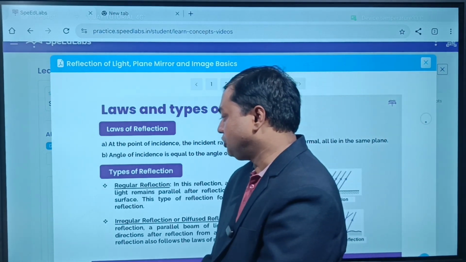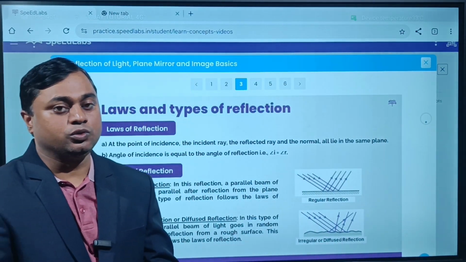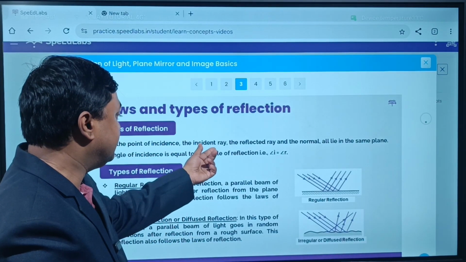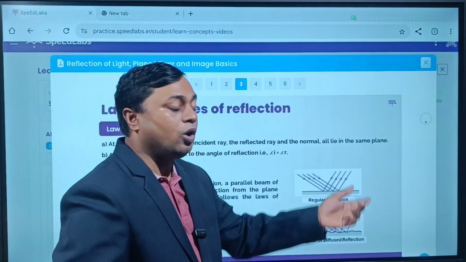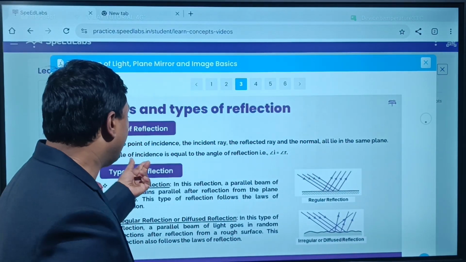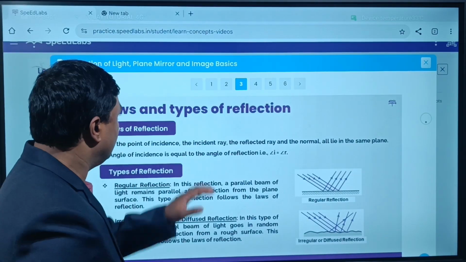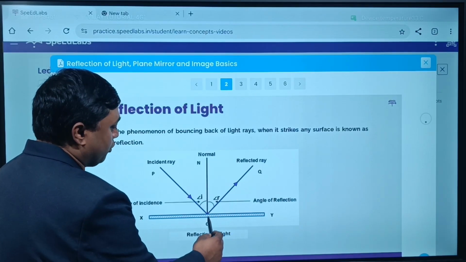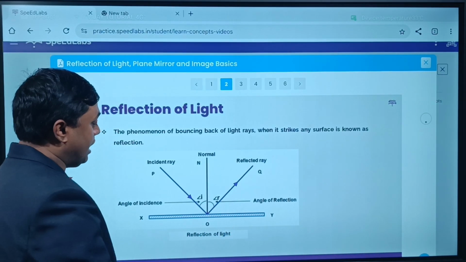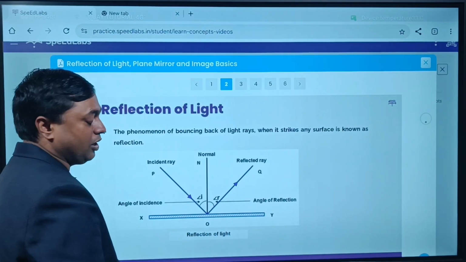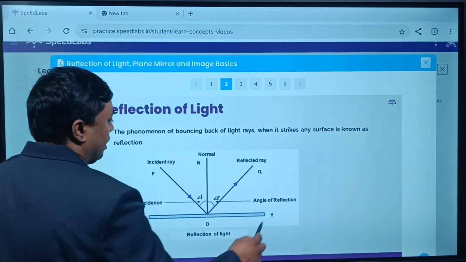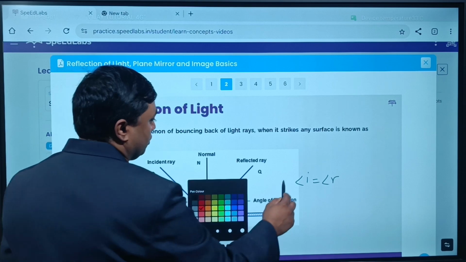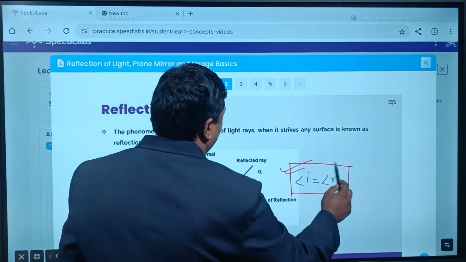We have two types of reflection, and there are also two laws of reflection. You must know the laws of reflection. The first law: at the point of incidence, the incident ray, the reflected ray and the normal all lie in the same plane. And the second one: the angle of incidence is equal to the angle of reflection. Angle I is equal to angle R. Yes or no? That is the second law. Very important. They may ask for 2 marks.